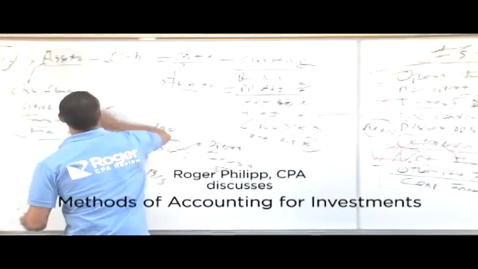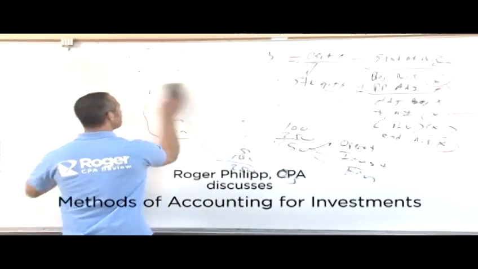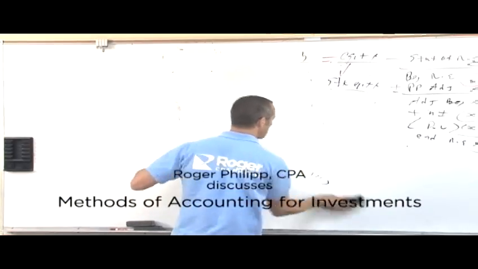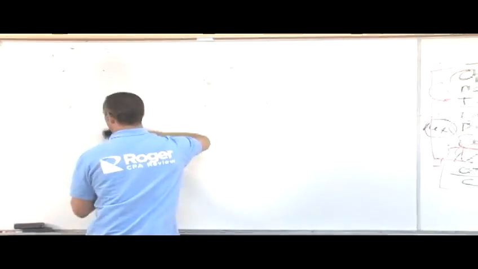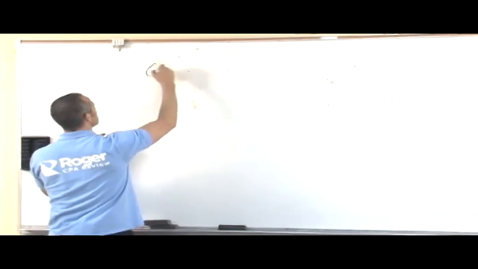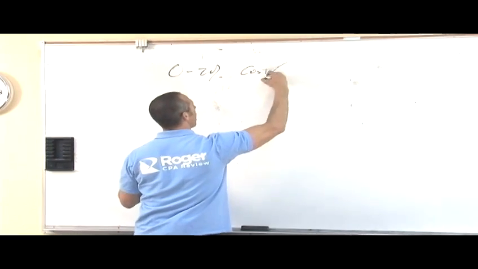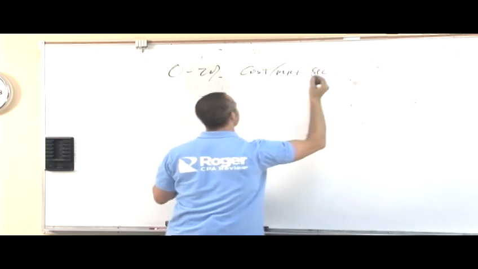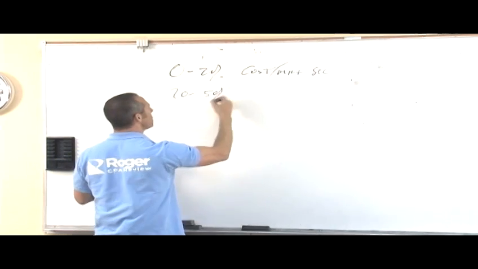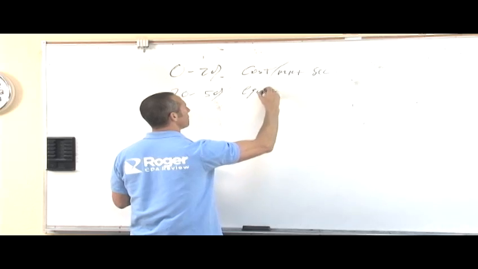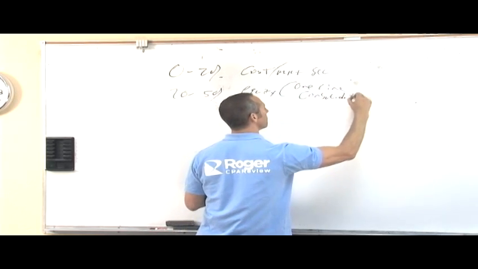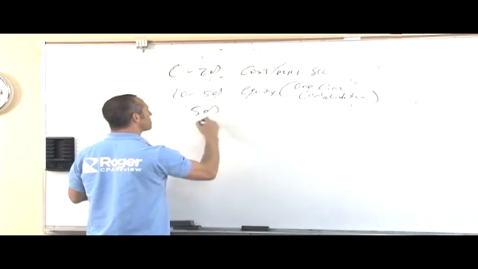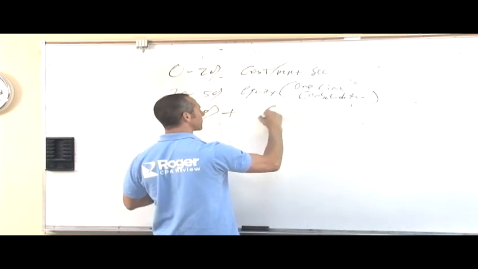So let's talk about the different kinds of investments that we can have. Now, this talks about how much stock you own in a company. So it all is dependent upon how much stock I own in a company. I could own 0 to 20%. That's called the cost method or marketable securities. I could own 20 to 50%. That's called the equity method, also known as one-line consolidation. I could have 50% plus. That is called consolidations.